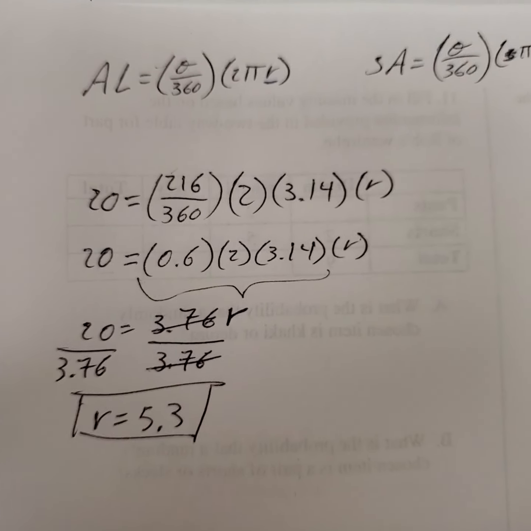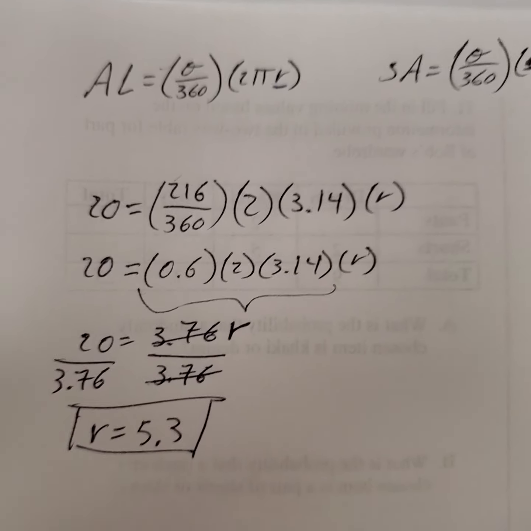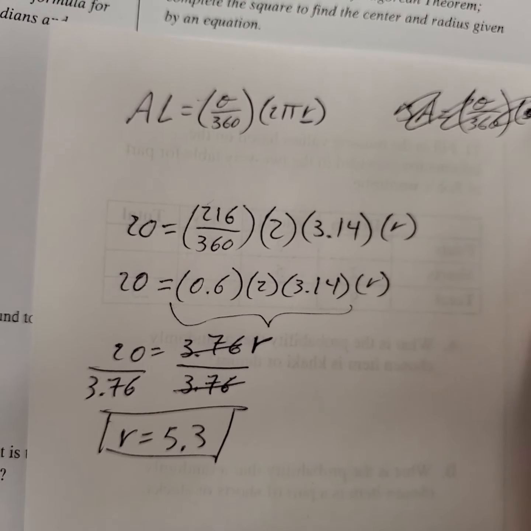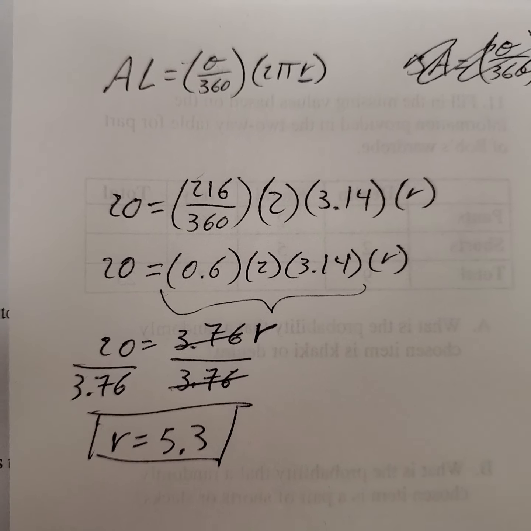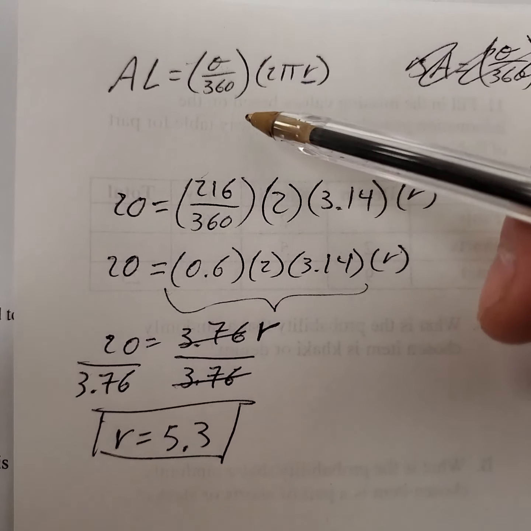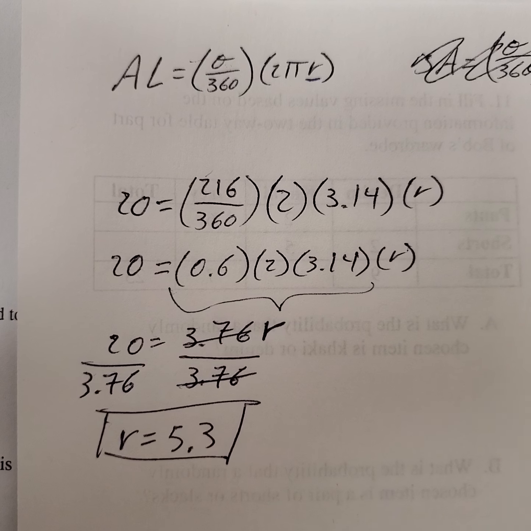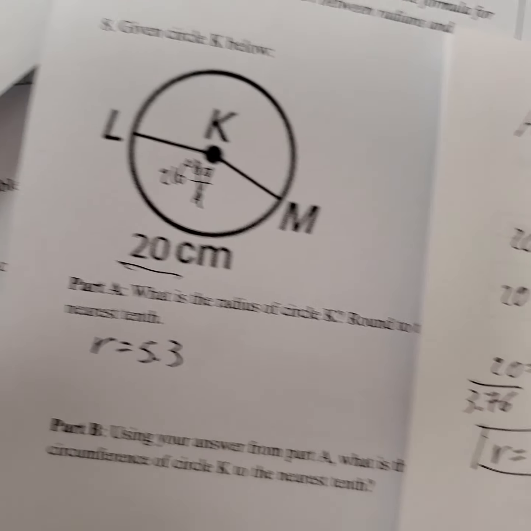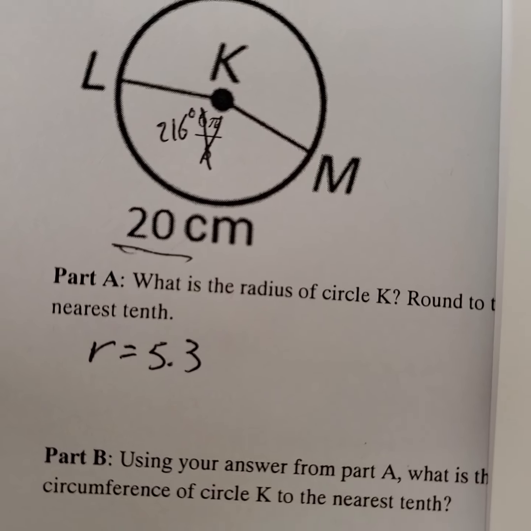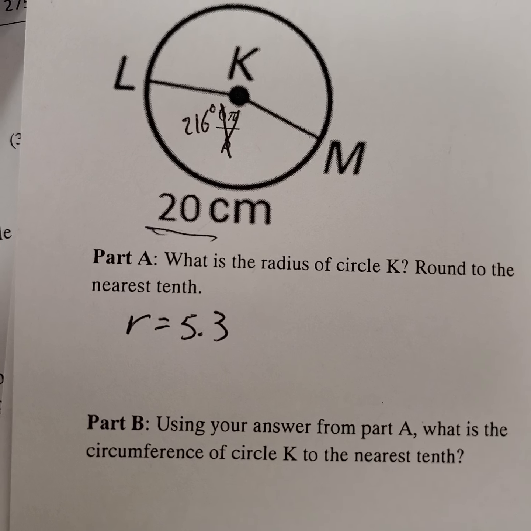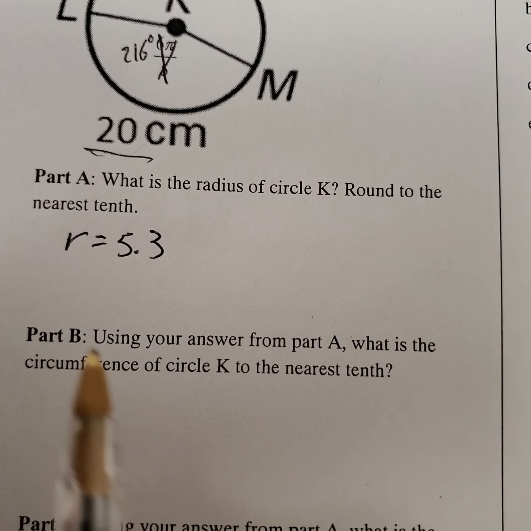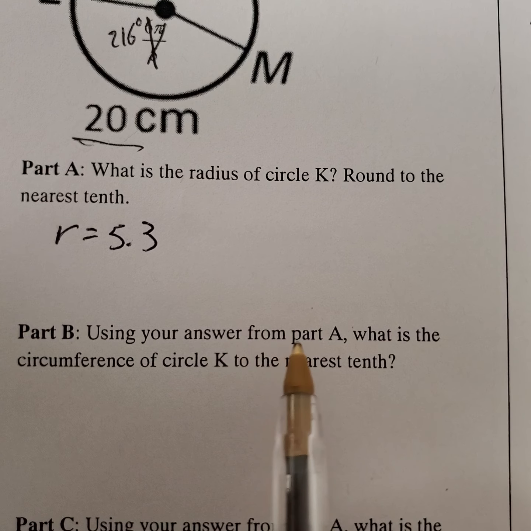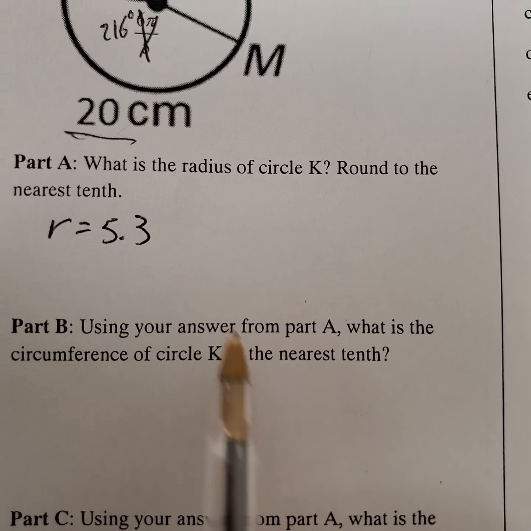This is all the work we did. We didn't use this, but this is the formula we used, and this is all the work we did to find the radius. All right. Well, now that we have the radius, pretty much finding everything out is really easy. It says use your answer from part A. So let's use this answer.